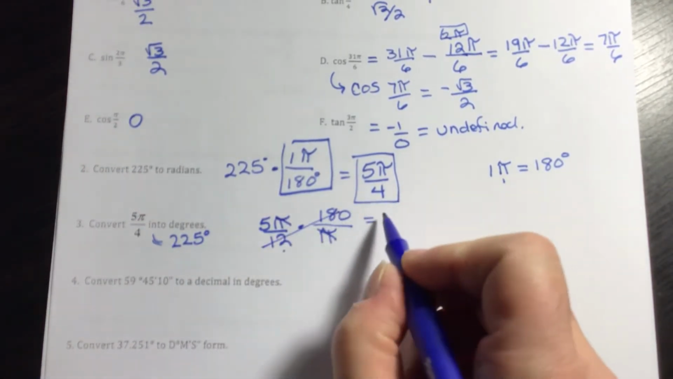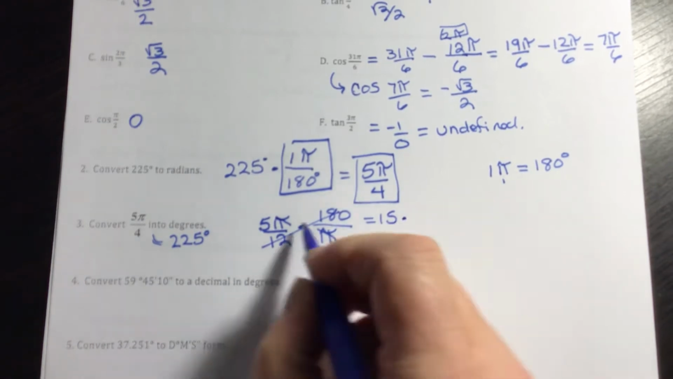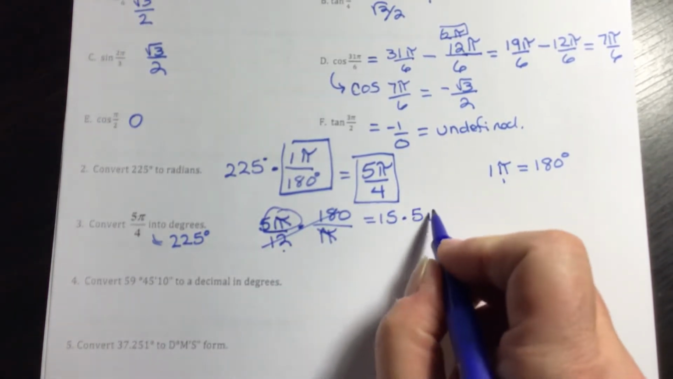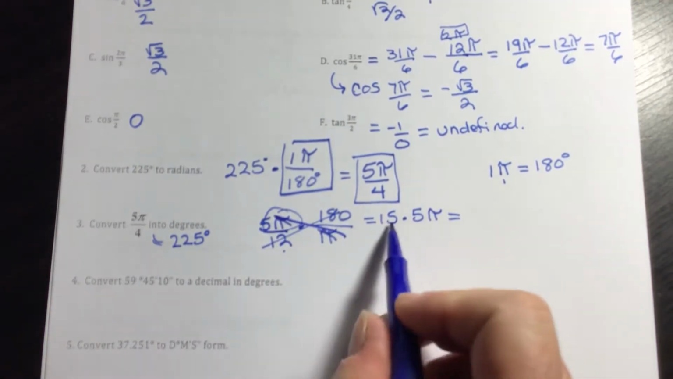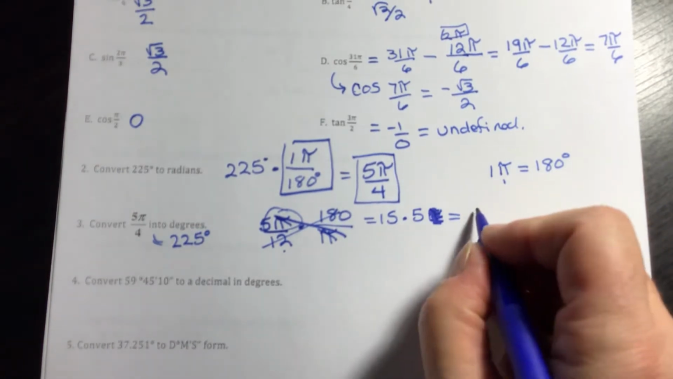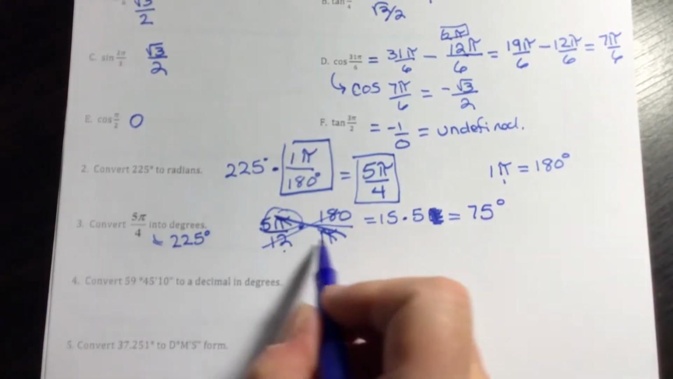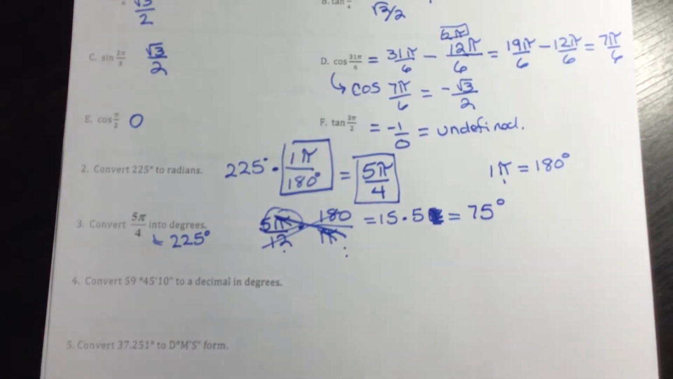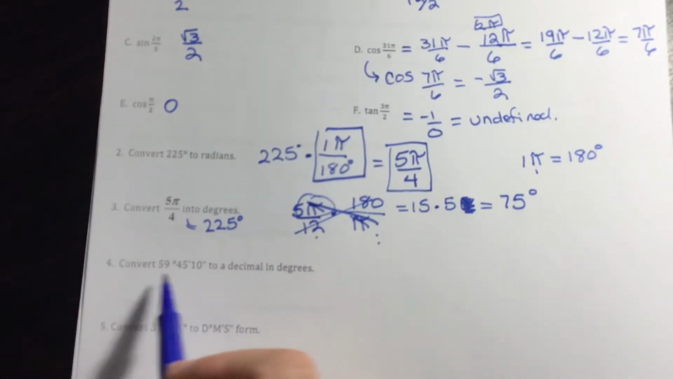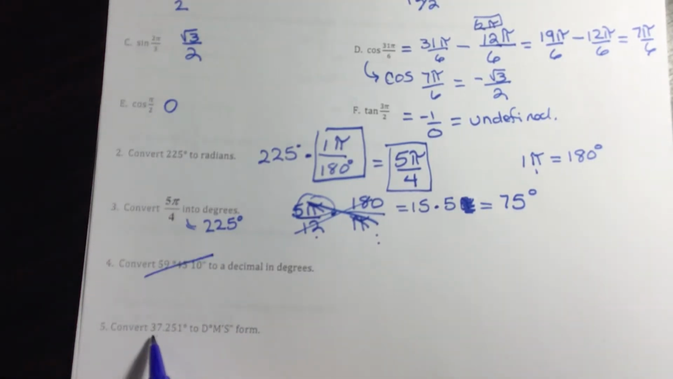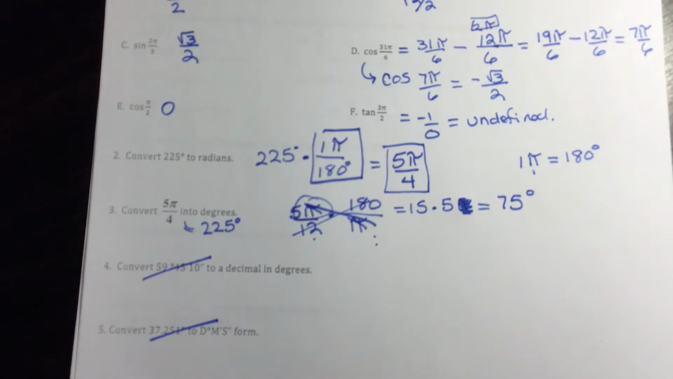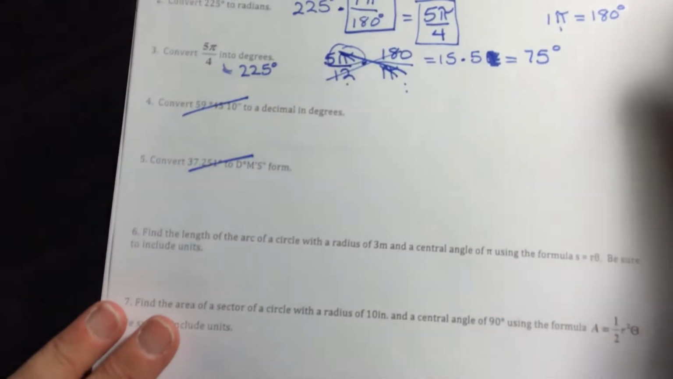So this is 15 times 5, which would be, 15 times 5 is 75 degrees. My pi's canceled out here. Ooh. All right. Because we don't have a calculator, we're not going to worry about degrees and minutes and seconds. So numbers 4 and 5 are not going to be on your test.